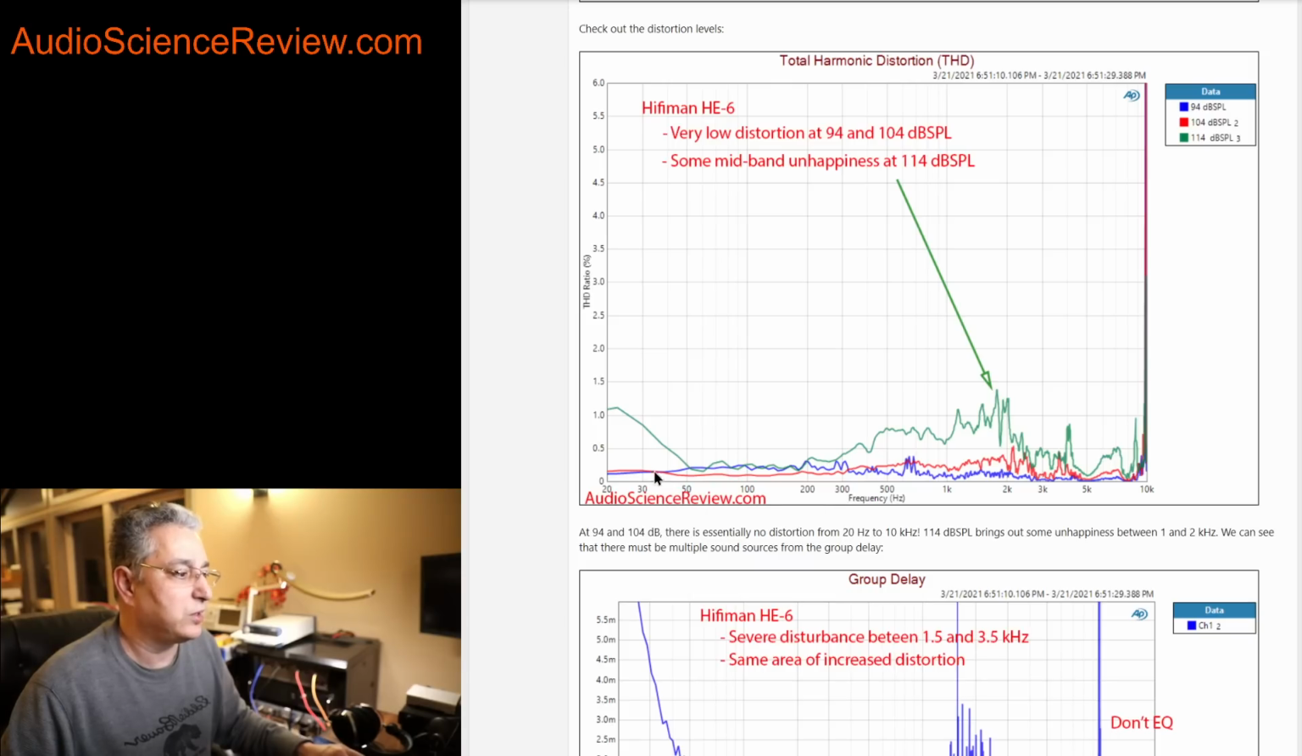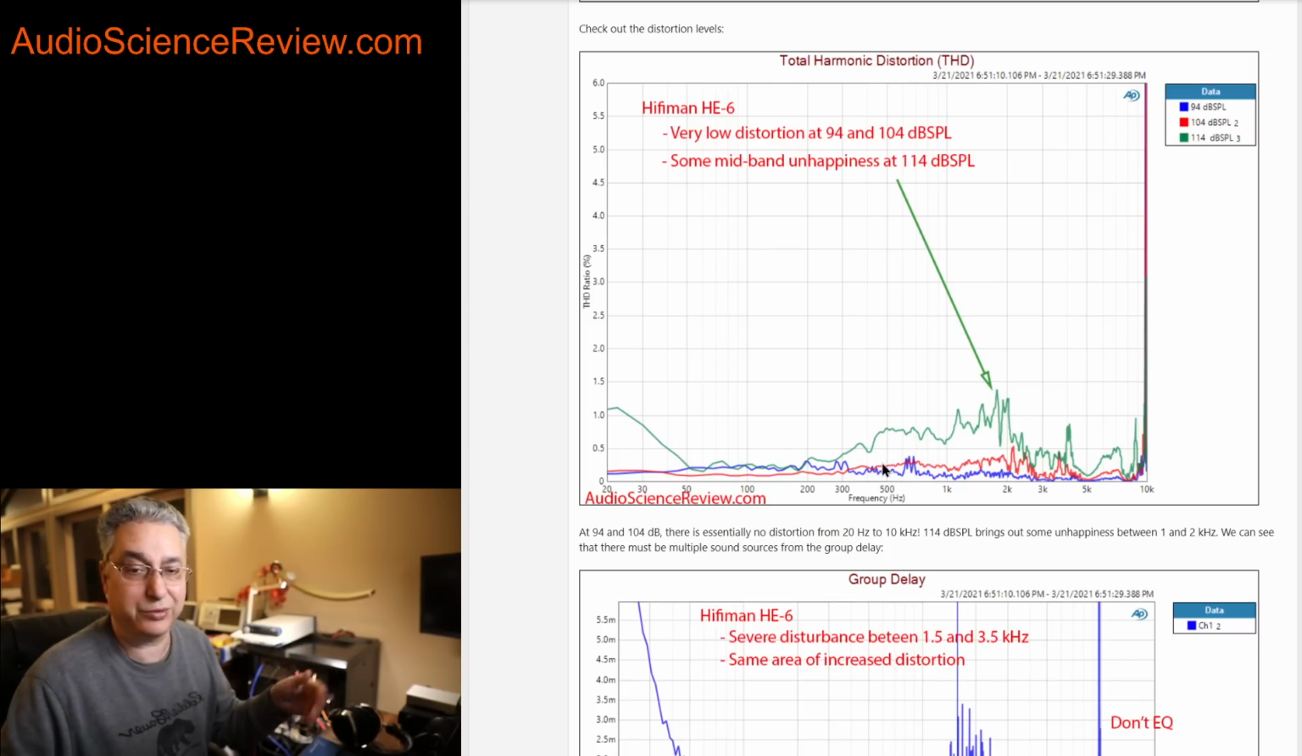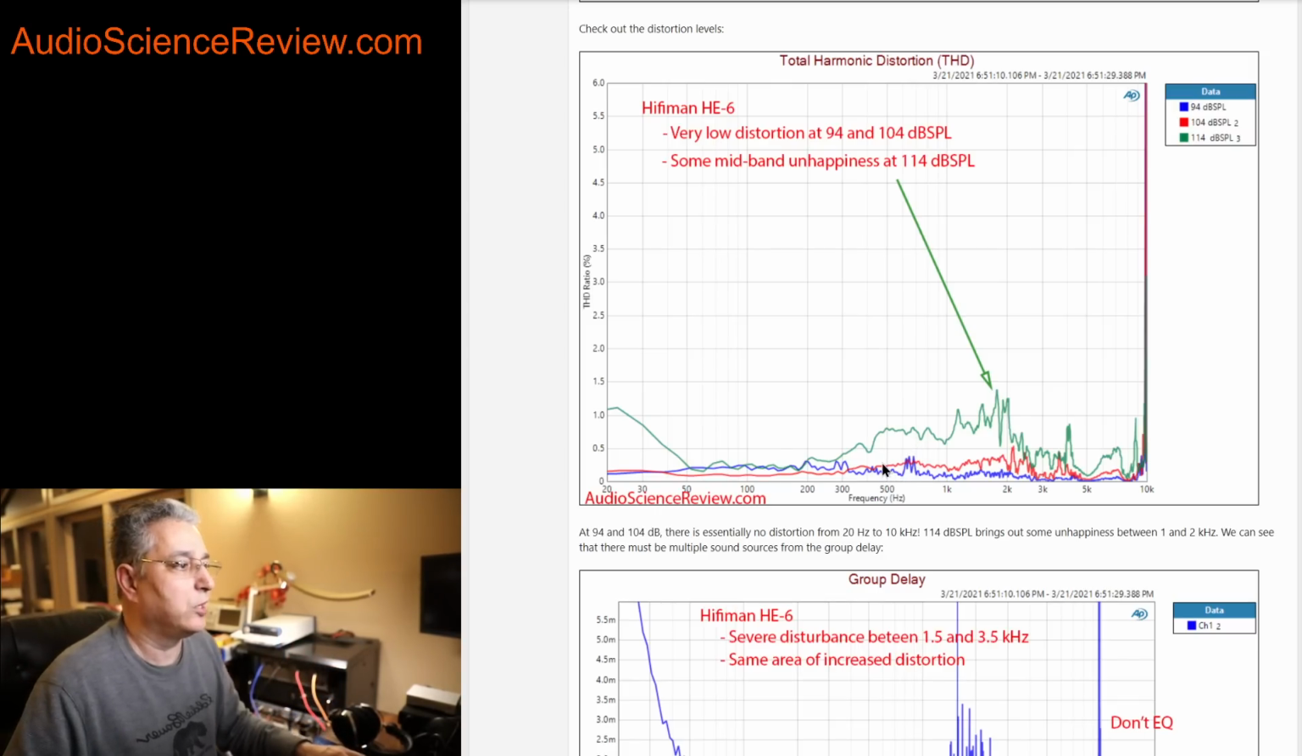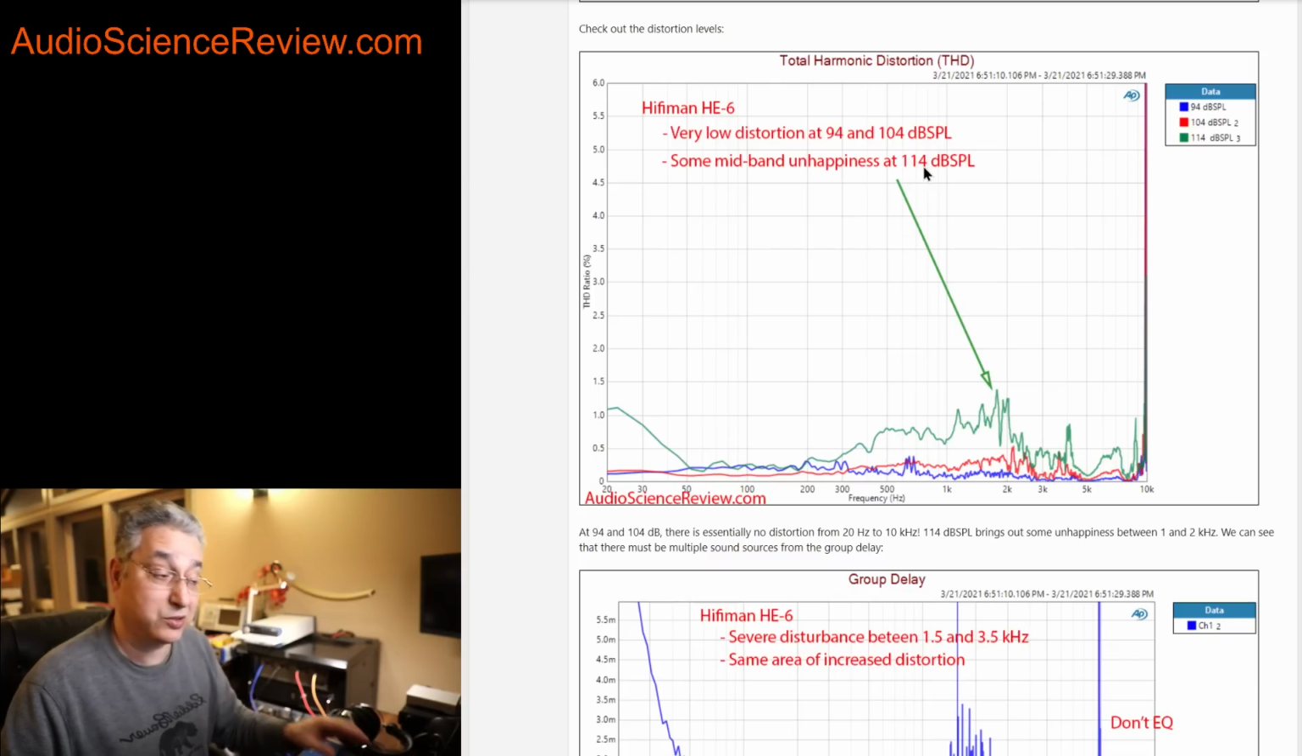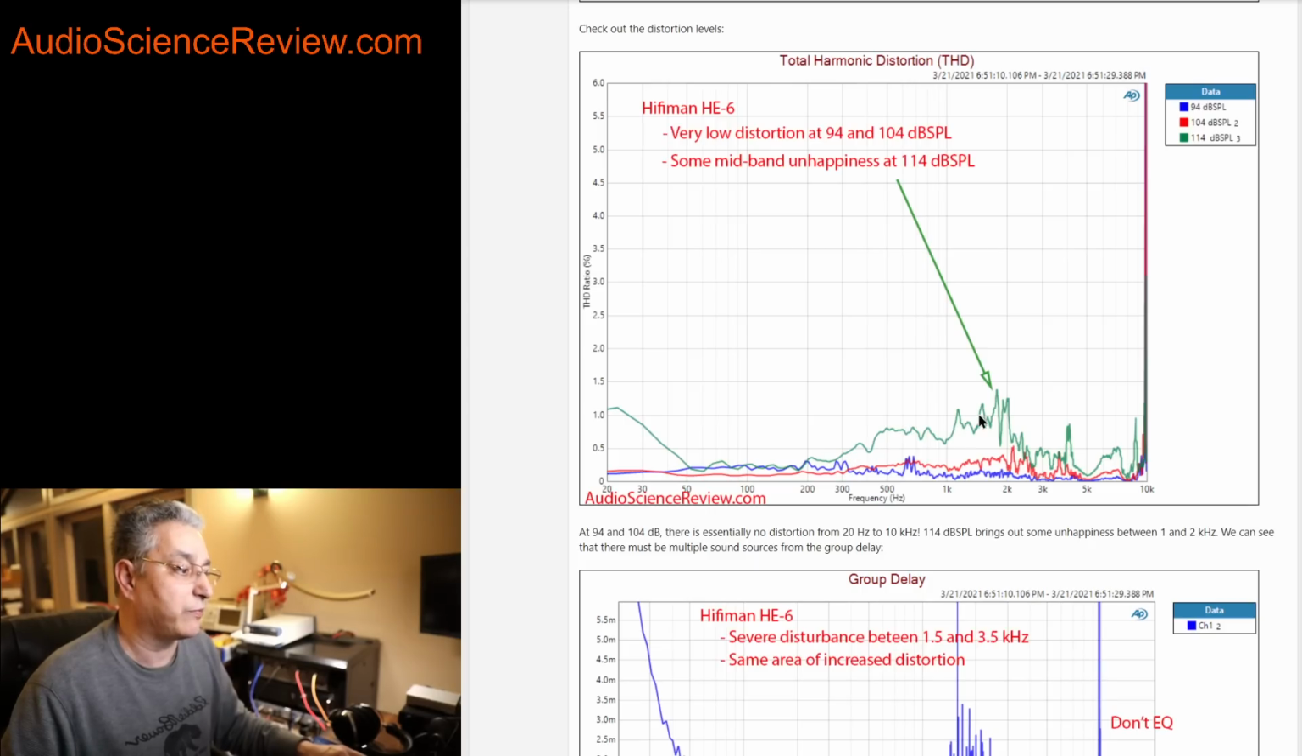So 94 dB is the baseline one in blue. Then I go 10 dB higher, and you notice that the distortion hardly changes in here in red. Basically, this headphone's like, yeah, I can produce 94 and 104, no problem. When I switch to 114 dB, so I'm skipping 10 dB at a time, all of a sudden it gets unhappy in here. And we see basically there's something in the middle here that is getting unhappy.